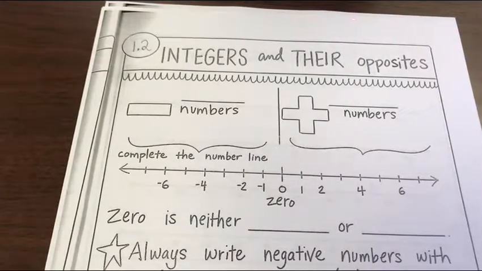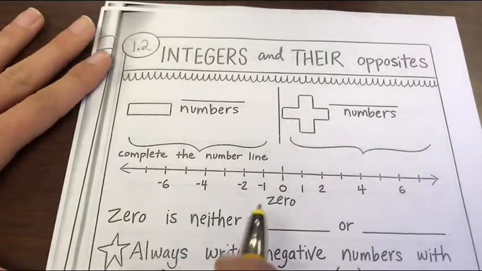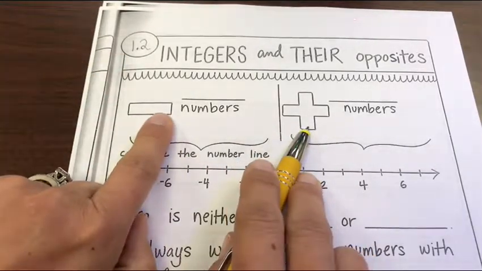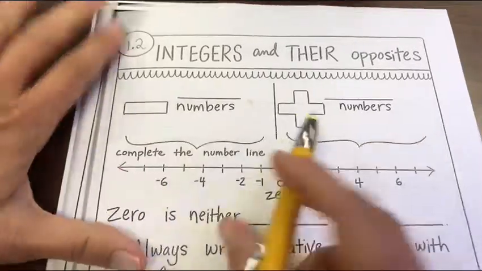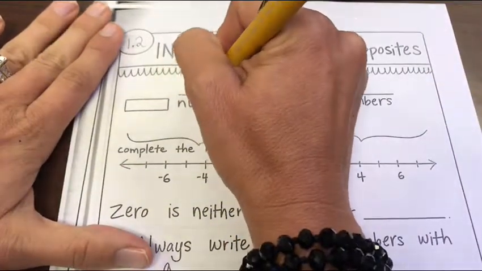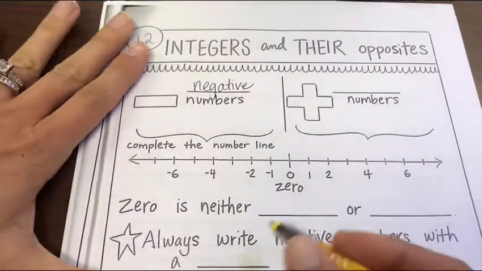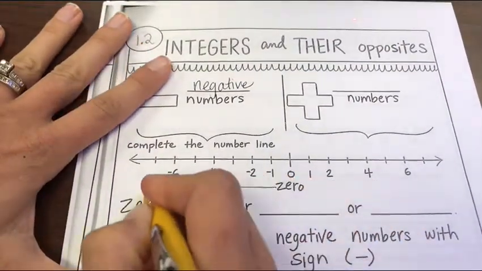Alright, so this is lesson 1.2, integers and their opposites. So we're going to start with negative and positive numbers. Most of this is going to be a review. So negative numbers, of course, have a negative sign, that looks like this. And they are going to be to the left of 0 on the number line.